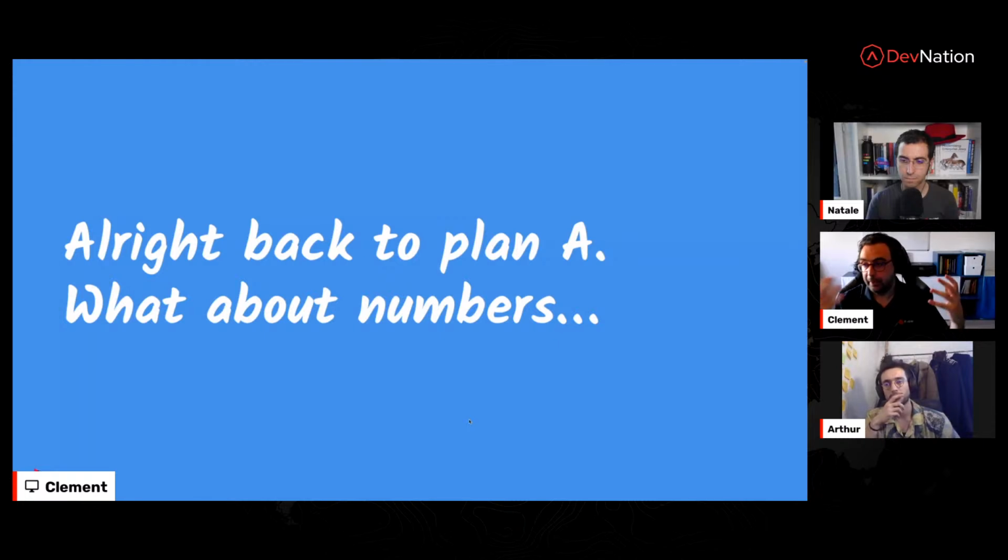So, back to plan A, which was actually plan B, because what Arthur explained to us just now was actually our plan A. But so we have those event loops and those carrier threads. So what about the performance cost of such a model?